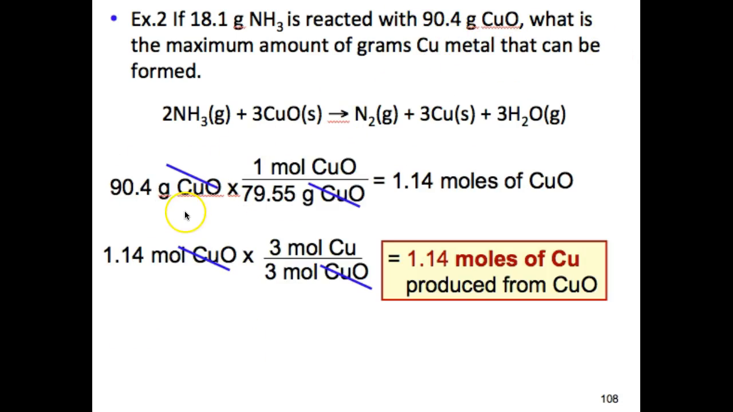So we have 90.4 grams. We bring that into moles. We get 1.14 moles. And then we're going to use the mole ratio to figure out how many moles of copper that we can make. And we're able to make 1.14 moles of copper.